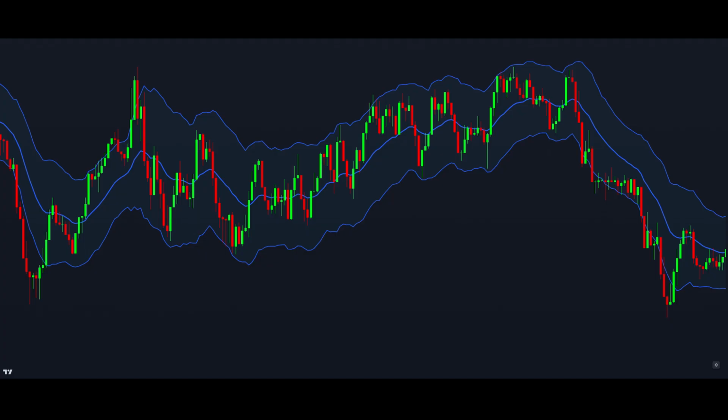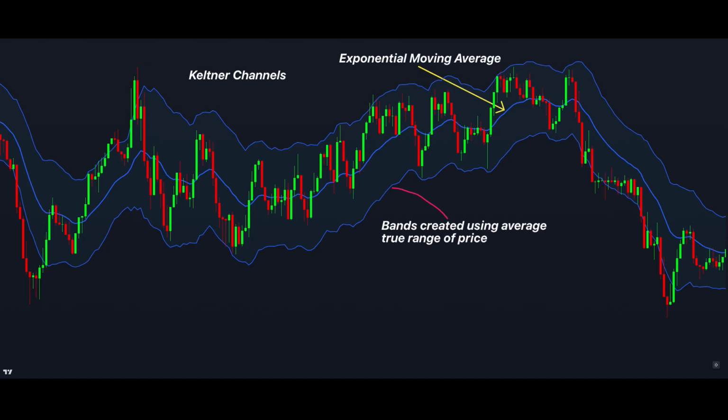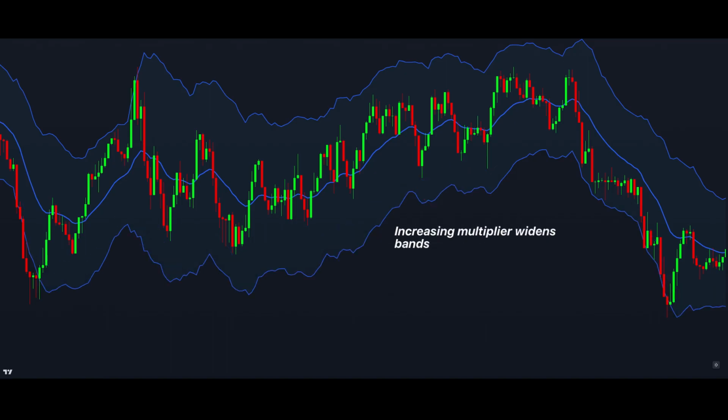Keltner Channels are very similar to Bollinger Bands. They just use slightly different methods. Instead of a simple moving average for the basis, it uses an exponential moving average. If you're not familiar with the differences, check out some of my videos on moving averages. The upper and lower bands are also created a bit differently. Instead of standard deviation, we use the average true range to create them. Just like the Bollinger Bands and the new indicator we're about to talk about, they have a multiplier for the upper and lower bands, which just makes the bands wider.